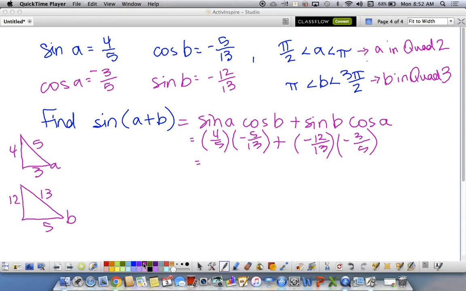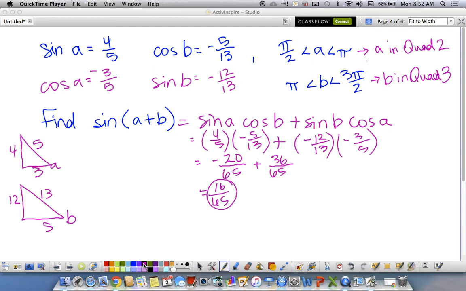Okay, so 4/5 times negative 5/13 is what? Negative 20 over 65 plus, negative times a negative is positive. I'm pretty sure that's 36 over 65. So negative 20 plus 36 is a what? 16/65.